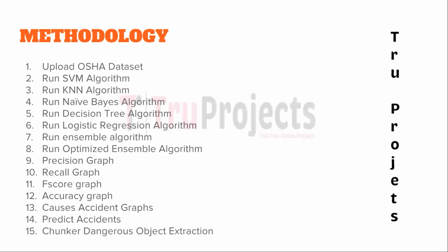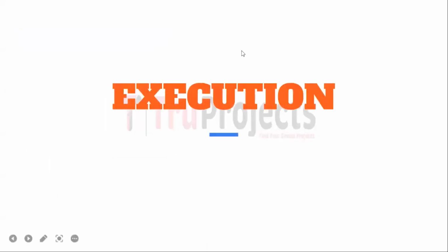In this module, the trained machine learning algorithms are used to predict future accidents based on the descriptions and scenarios that are discussed. And the final module is chunker dangerous object extraction. This module focuses on extracting the dangerous objects or factors from the accident description. A rule-based chunker is developed utilizing natural language processing techniques such as parts of speech tagging. By analyzing the parts of speech tags and extracting the noun phrases, dangerous objects or factors contributing to the accidents can be identified.